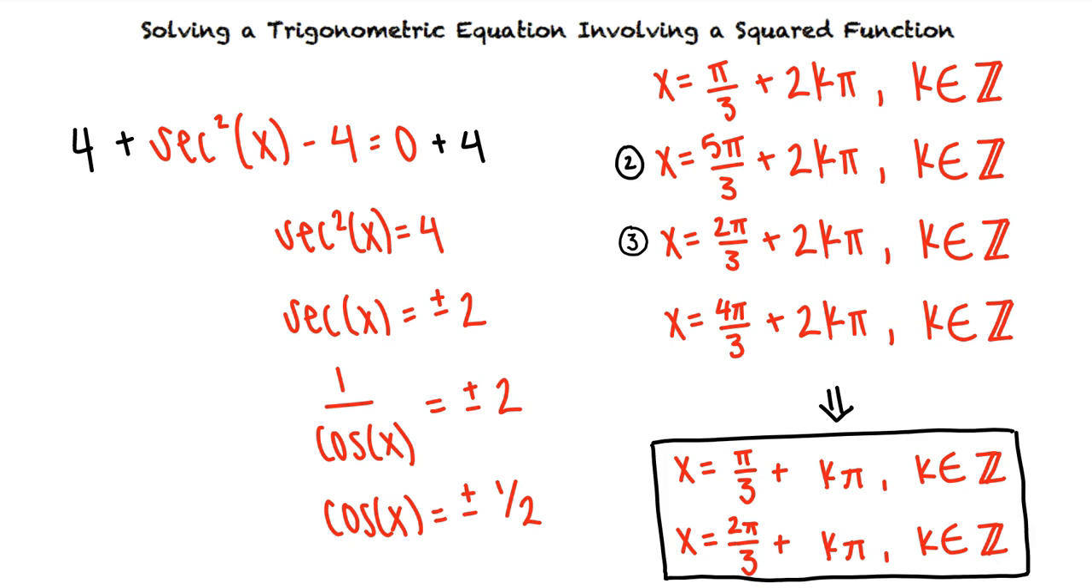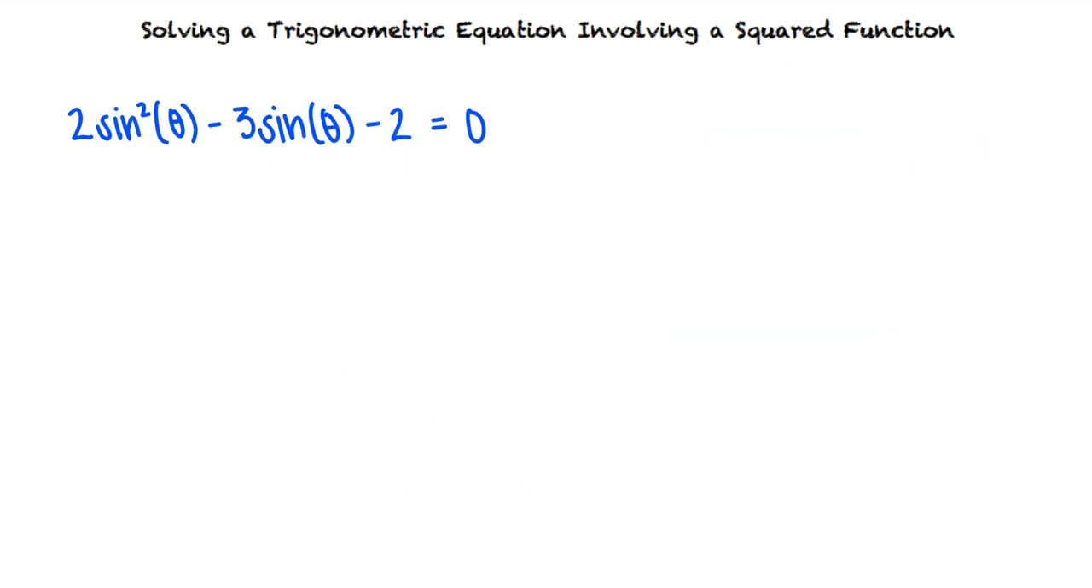Let's take a look at a more advanced example. Let's say we're given the equation 2 sine squared theta minus 3 sine theta minus 2 equals 0, and we're asked to find all the solutions to the equation. That looks a lot like a quadratic. I think we'll need to factor it, but I'm not really sure how to do that with the trig functions included. That's a good observation.